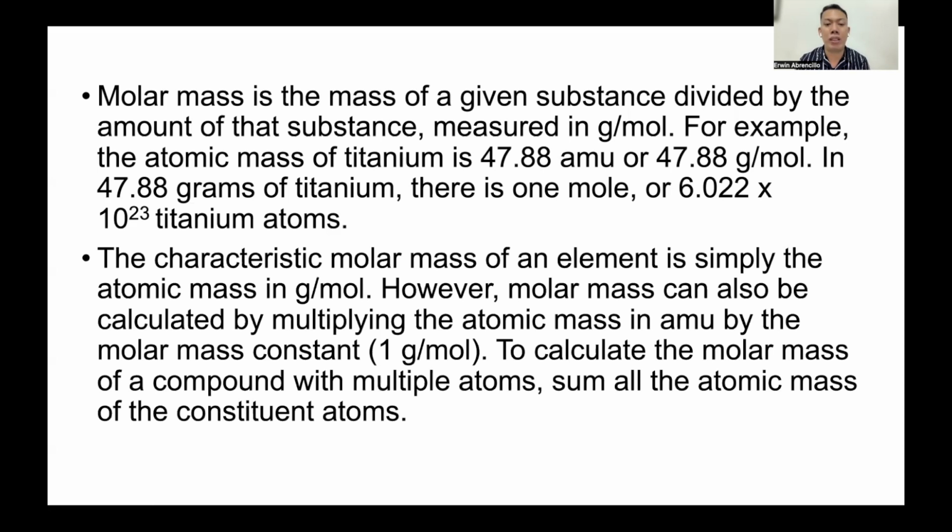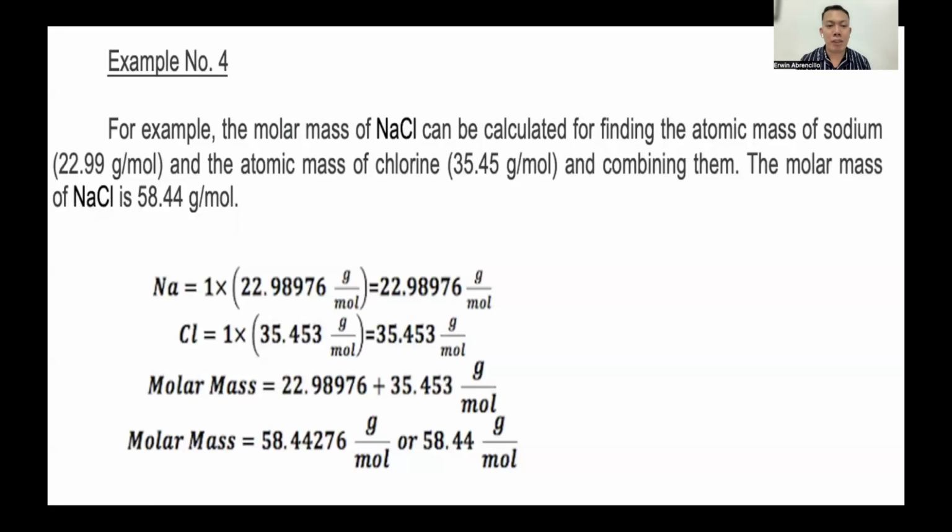To calculate the molar mass of a compound with multiple atoms, sum all the atomic masses of the constituent atoms. So just like this one, example number 4: the molar mass of NaCl can be calculated by finding the atomic mass of sodium, which is 22.99 gram per mole, and the atomic mass of chlorine, which is 35.45 gram per mole, and combining them. So the molar mass of NaCl is 58.44 gram per mole.